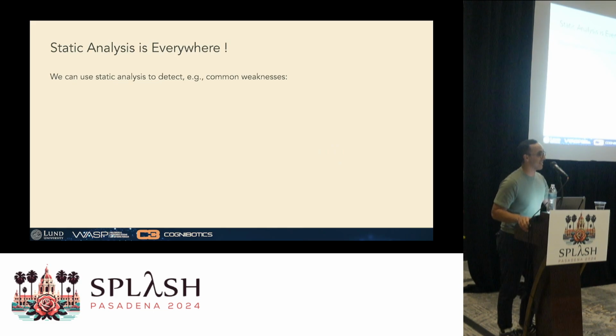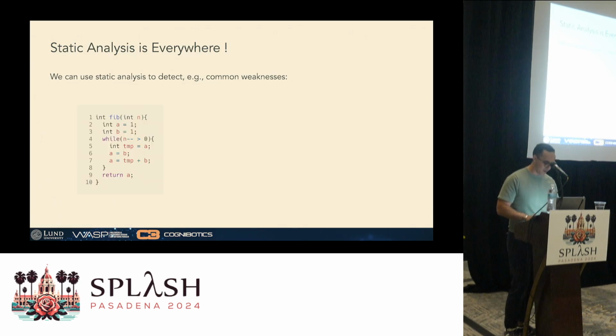So static analysis is everywhere, and I hope you agree with me. We can use static analysis to detect common bugs. For example, this piece of Java code is supposed to compute the nth number of the Fibonacci sequence. But a good static analyzer will tell us that the assignment at line 6 is actually never used. So there might be an error here.